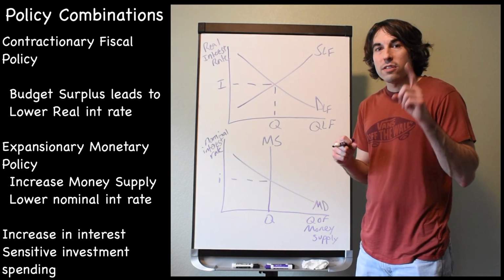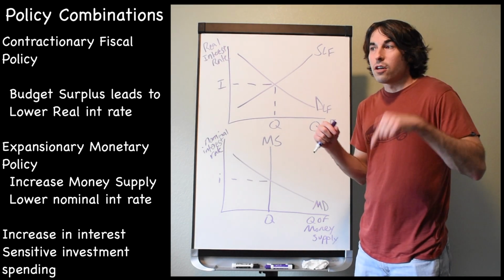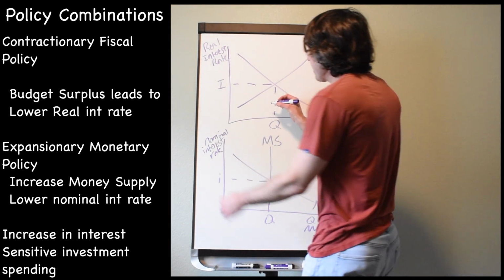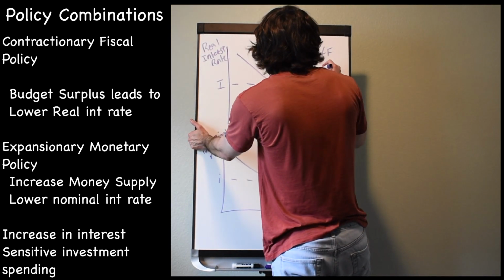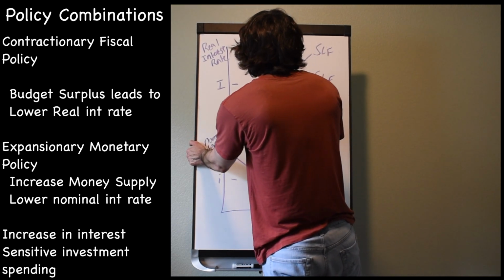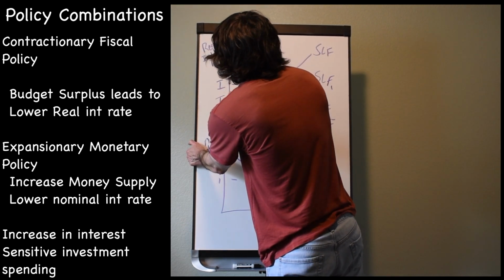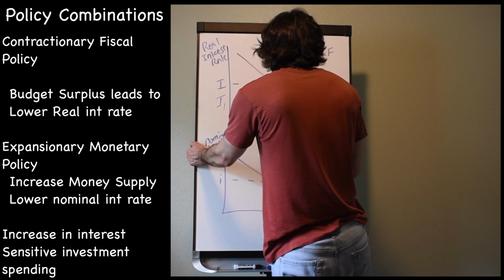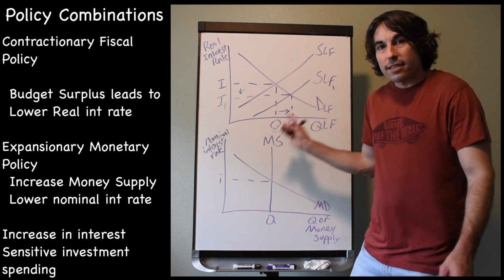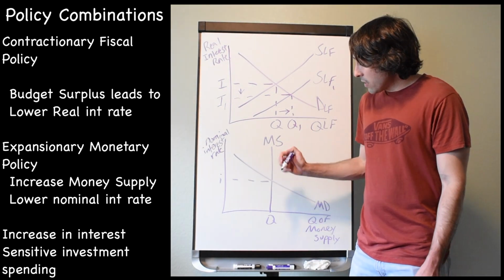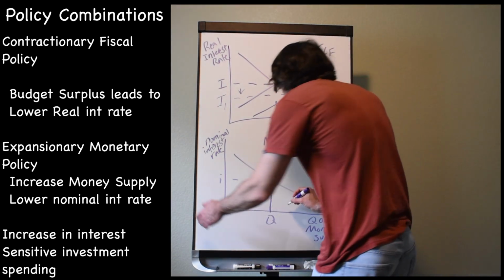Contractionary fiscal policy will lead to higher tax levels and lower government spending, which will put the government in a budget surplus. In that case, they can either stop borrowing money or actually become savers and lenders and increase the supply of loanable funds, cause that curve to shift to the right, and that's going to lead to a lower real interest rate. And at the same time, if we're conducting an expansionary monetary policy, the money supply curve is going to increase and shift to the right.